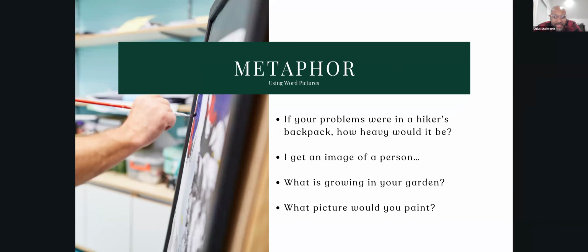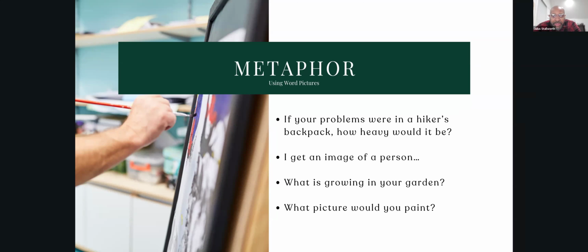All right, another technique is metaphor. So using word pictures. If your problems were in a hiker's backpack, how heavy would it be? I get an image of a person doing this. What is growing in your garden? What picture would you paint?